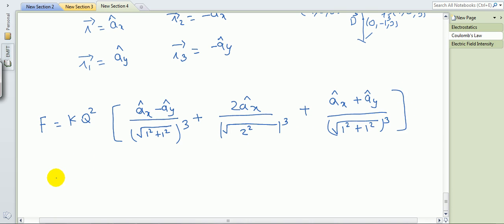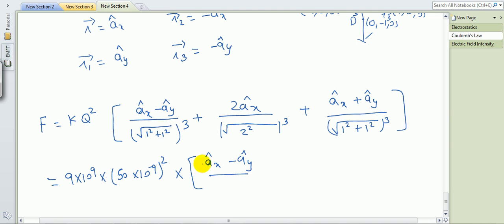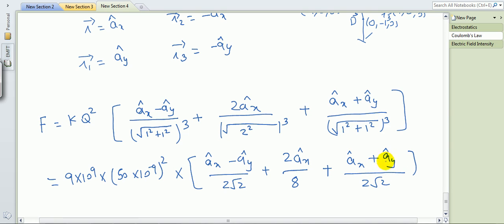So if you solve this, what is the value of k? 9 into 10 to the power 9. What is the value of q? 50 into 10 to the power minus 9, because it is 50 nanocoulomb square. If you solve this, it will come like ax cap minus ay cap, and it will become 2 root 2, and root 2 cube will be 2 root 2, plus here 2 ax cap, and 2 will come out, and it will be 8, plus ax cap plus ay cap minus, it will be again 2 root 2. You can see the y component gets cancelled. Y components get cancelled, because here also minus ay divided by 2 root 2, and here plus ay cap divided by root 2.